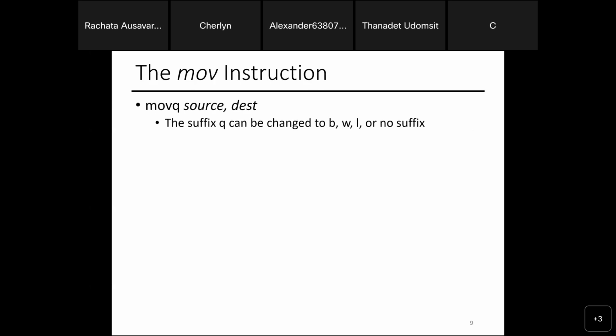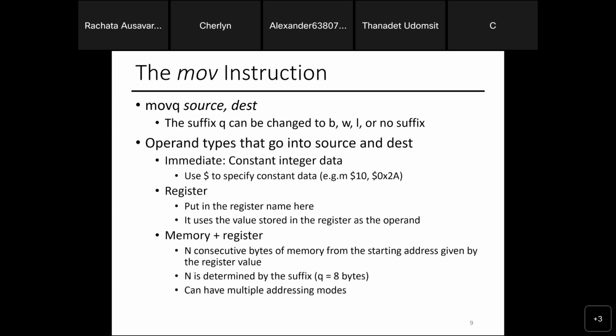The way it works is it starts with move with some suffix. We'll talk about suffix in a bit. Move Q will be the suffix that moves quad, which is basically the number of bytes into the destination. In this case, it's 8 bytes from source to destination. I move from source to destination. The operand that can go into the source can have 3 options.